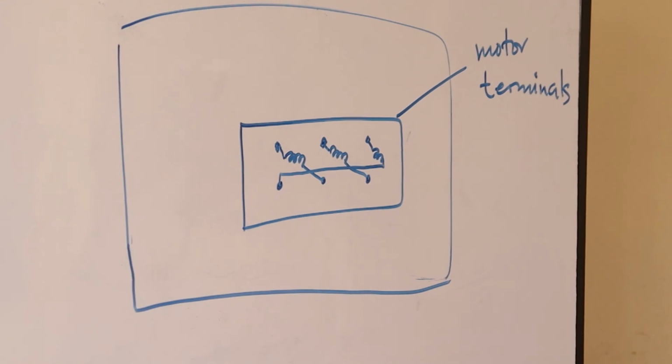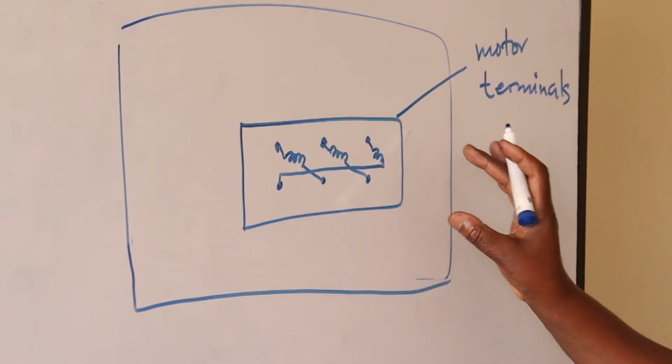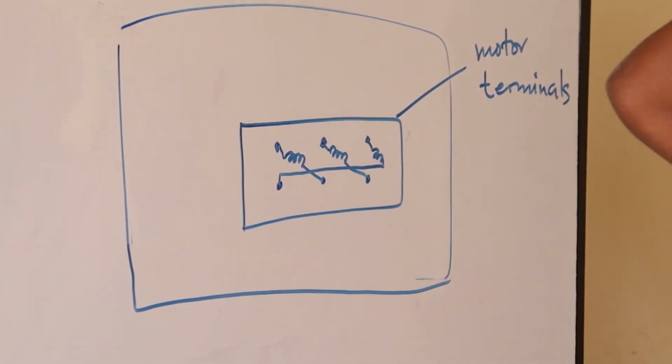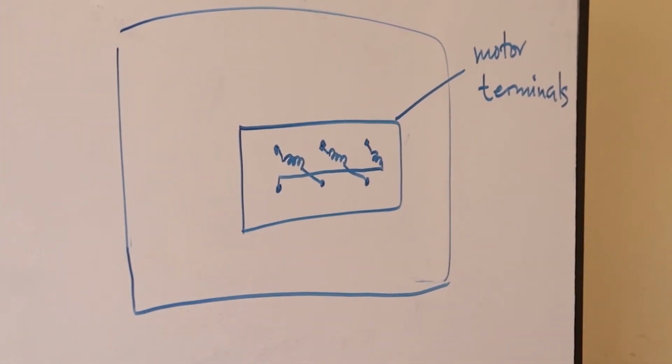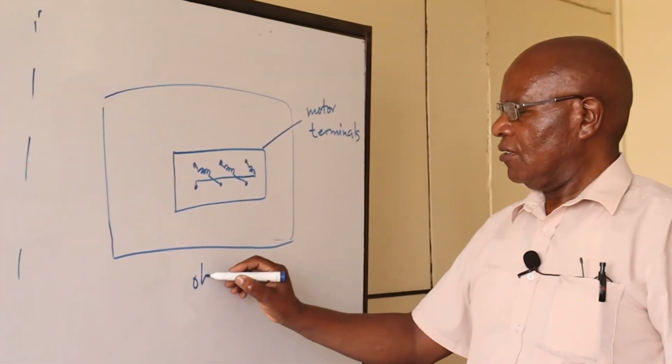Like that. Now, when you come to any motor, it's good you establish the connections. Because when it comes to the star-delta connections, you need to know how these terminals are connected for you to be able to connect the motor. Now, to establish these ones here, you can use simply an ohmmeter.